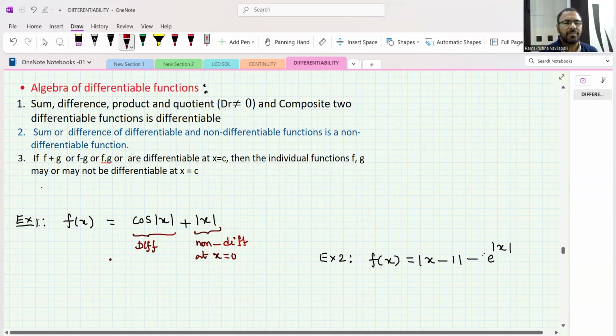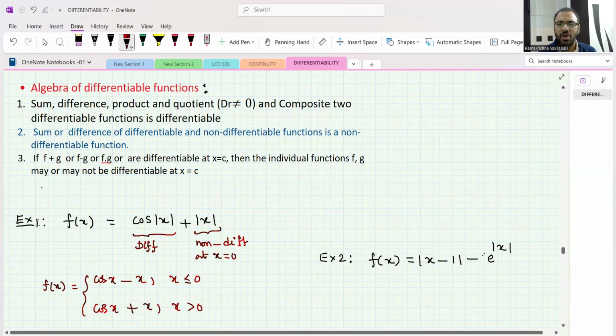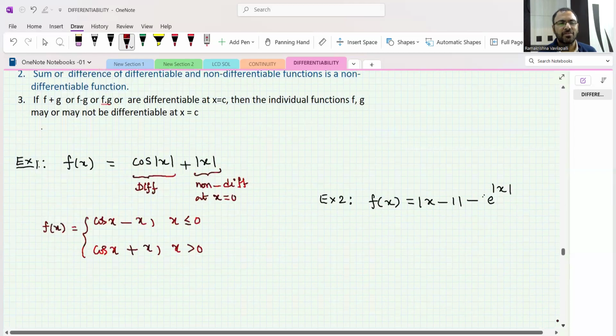So what is the f of x function? I can write that this is cos x minus x for x less than or equal to 0. Again, it is cos x plus x for x greater than 0. Anyway, this is a continuous function.